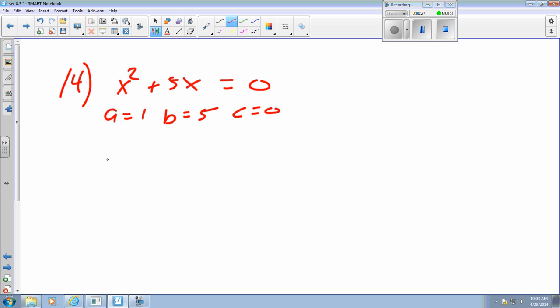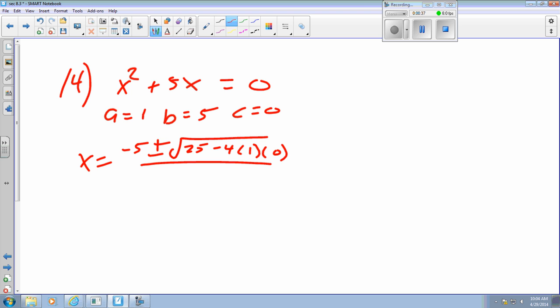Let's plug that in. I get x equals negative 5 plus or minus the square root. 5 squared is 25 minus 4 times 1 times 0 all over 2 times 1. I know that negative 4 times 1 times 0 is just 0, so I get negative 5 plus or minus the square root of 25 is 5 over 2. So my two answers would be negative 5 plus 5 is 0. 0 divided by 2 is 0. Negative 5 minus 5 is negative 10. Negative 10 divided by 2 is negative 5. Remember the fancy brackets because it's a list of answers.